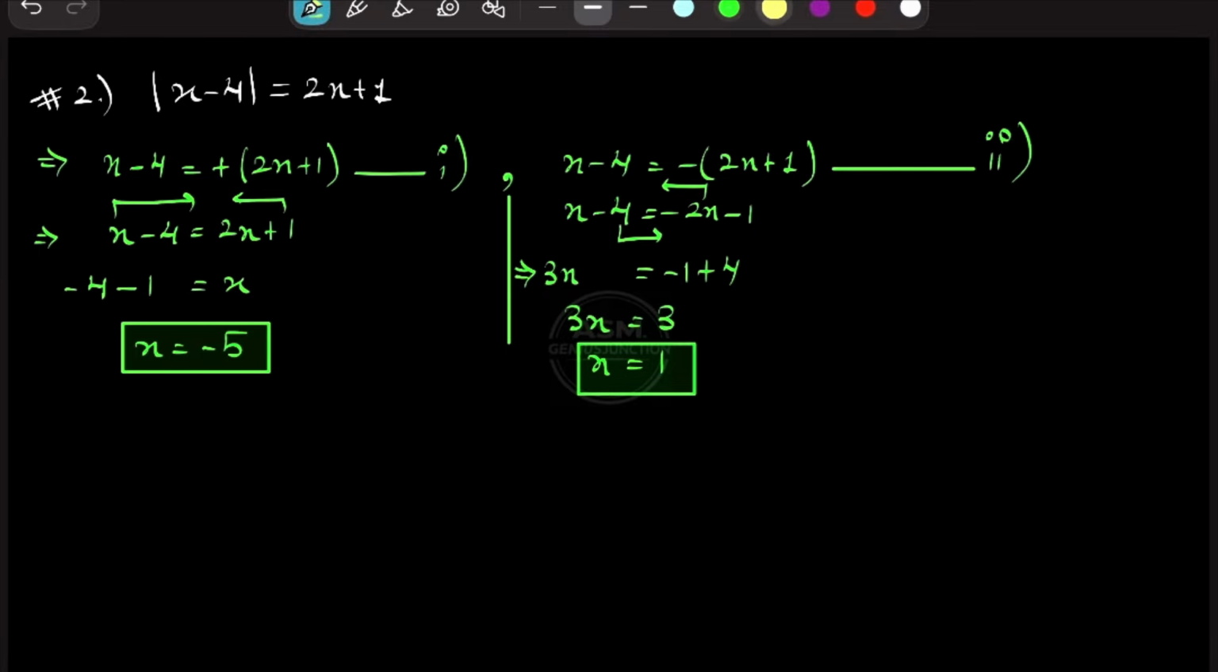Now comes the important part, checking the solutions. We always check the answers which we are getting. Are they really satisfying the equations or not? So let's take LHS.